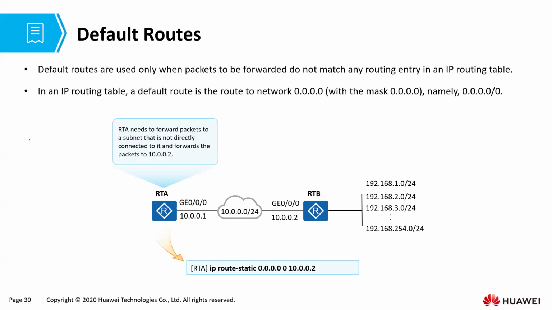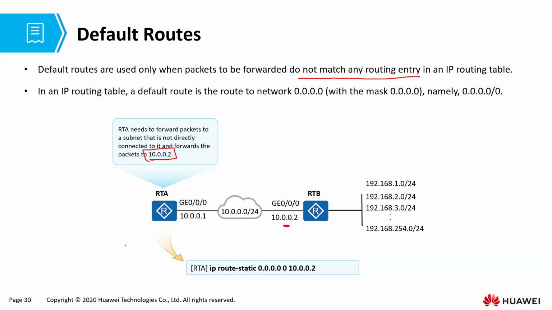Another type of route is the default route. I've already mentioned this. It's a route which is used to forward packets when they do not match any routing entry in the routing table. So let's take a look at this example. RTA needs to forward packets to a subnet that is not directly connected to it and forwards the packets to 10.0.0.2.